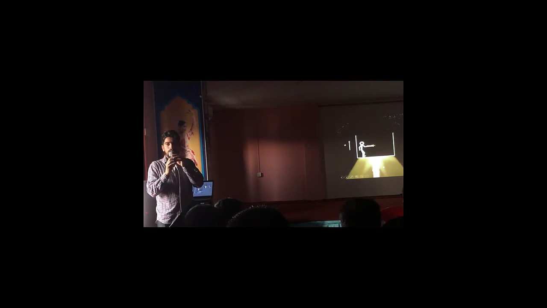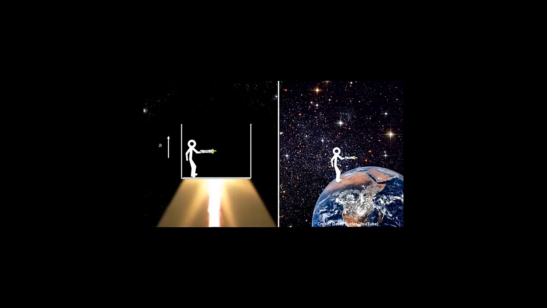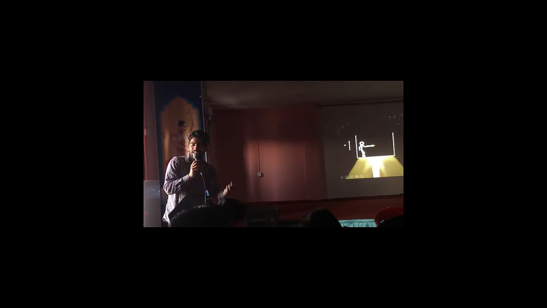Okay, now let's look at these two pictures. The man on the left hand side is in an elevator which is accelerating upward with a uniform acceleration A. And the man on the right hand side is on the surface of Earth who is not moving. But the Earth will be providing an acceleration due to gravity. The value of acceleration is the same in those two cases.